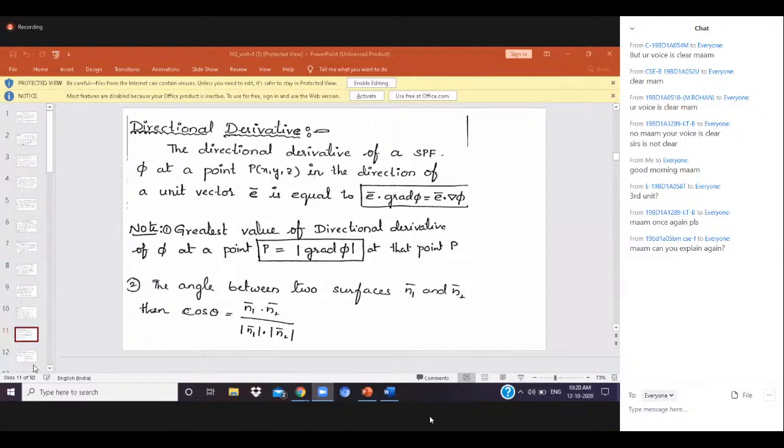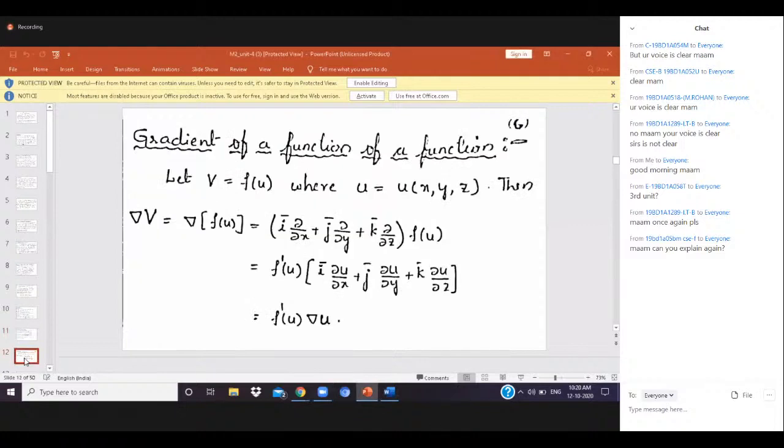Then we'll discuss one of the problems in directional derivatives. This is also gradient of a function of a function. Here we are taking the gradient of a function, and also taking its gradient, that is called gradient of a function of a function. Here we are considering v is equal to f of u. u is a function of x comma y comma z. Then we are taking its gradient.